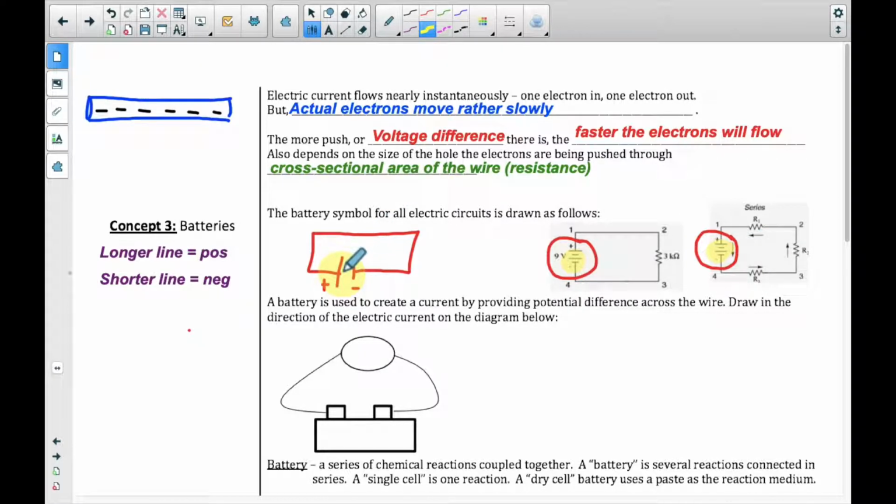Oftentimes in physics, we just draw one positive and one negative, and that's all we need. Sometimes you might draw in more. If you have several batteries, you would draw in several pairs. If you're taking an electrical class over at the center, you might be drawing them more like this. Our physics textbook typically just uses one single pair because that's all you need, a single cell, to cause a voltage difference to create a circuit. But that's just how we draw them, so when you see these drawings, that's what we're talking about.